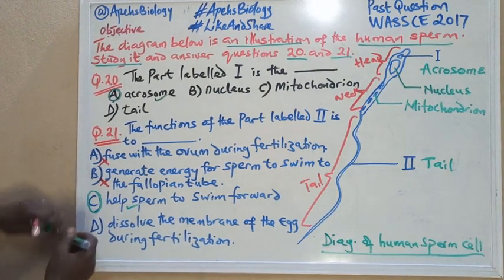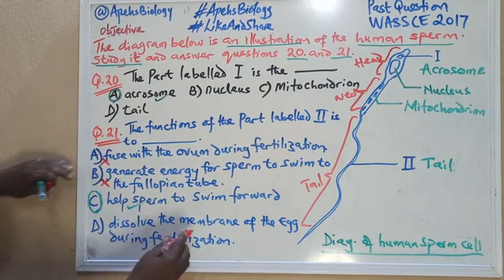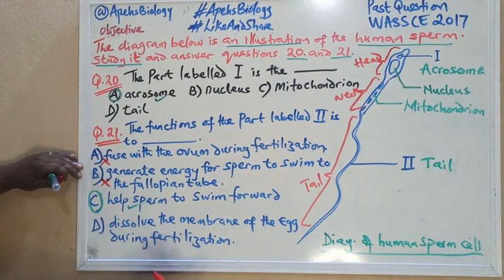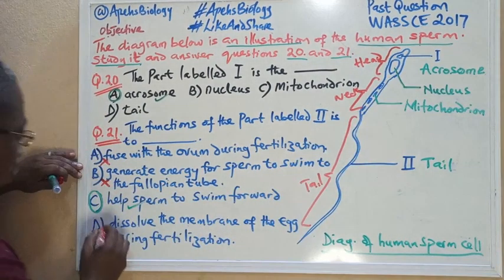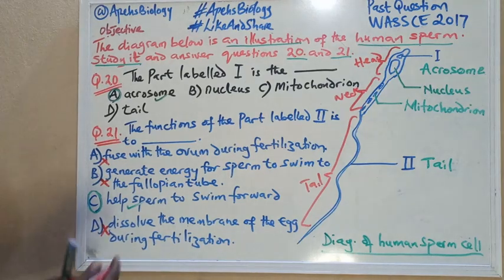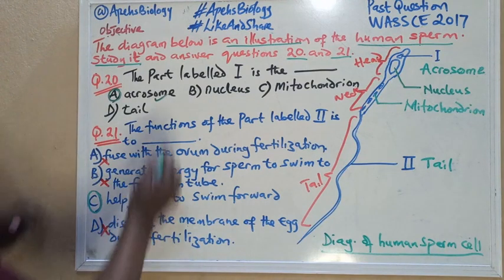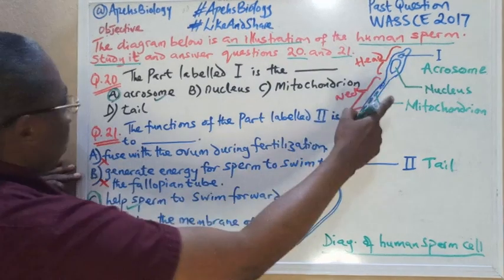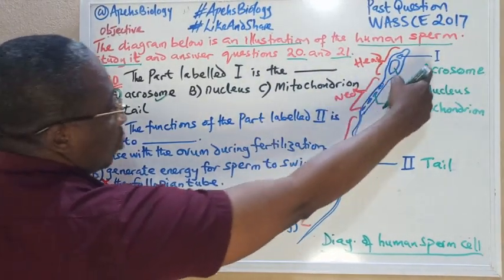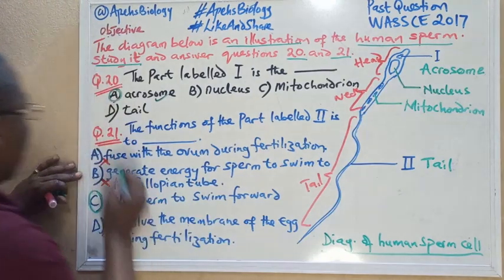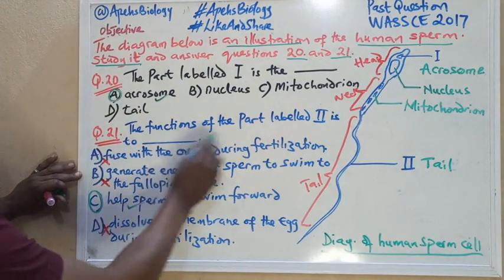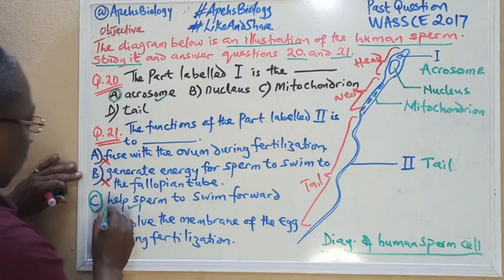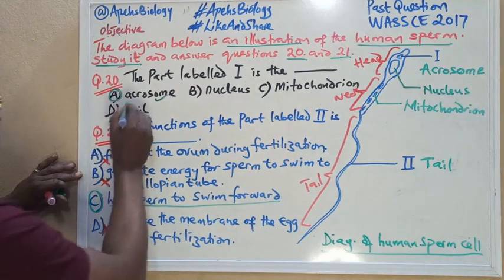Because if you look at option D, they said dissolve the membrane of the egg. Which one dissolves the membrane of the egg that we said? The answer is acrosome. So this cannot be the answer. So with this, we have provided our answer to our question of WAEC past question 2017 objectives. You can see now that the part labeled 1 is called the acrosome. That is the acrosome there labeled as 1. Then question 21. The function of the part labeled 2 definitely is to help the sperm to swim in the forward direction. And these are our answers.